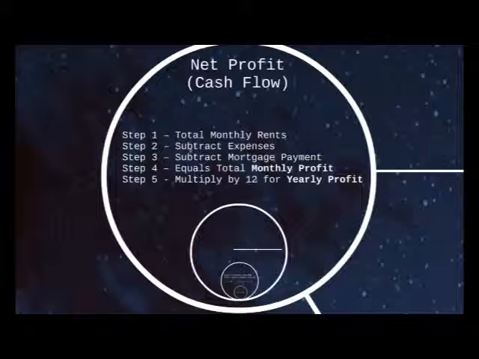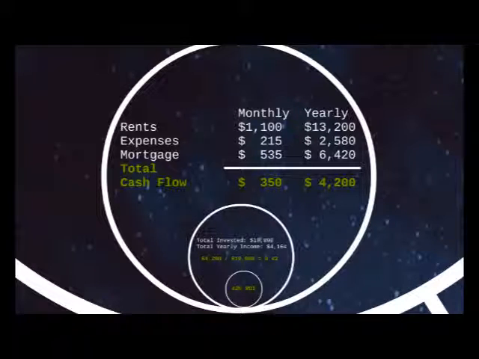We'll look at the numbers in just a second, so don't worry if I'm going a little fast here. Once you get the monthly rent, subtract the expenses, subtract the mortgage, that equals the total monthly profit that you make. From the profit, you multiply that by 12 to get the yearly profit. So this is your cash flow monthly and yearly. Let's look at the specific numbers here. Rents are $1,100 a month. Expenses, $215 a month. Mortgage, $535 a month. Your total cash flow would be $350 a month. Imagine if you had $350 extra each month in your pocket. Now, multiply all that by 12, and you have $4,200 extra each year in your pocket as income.